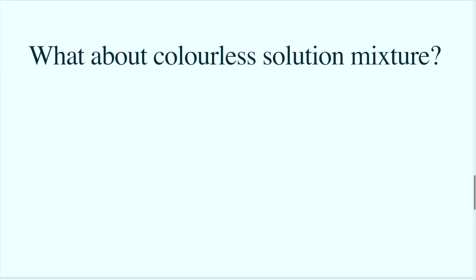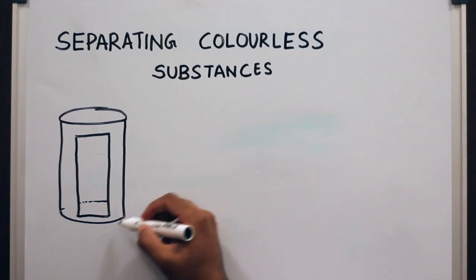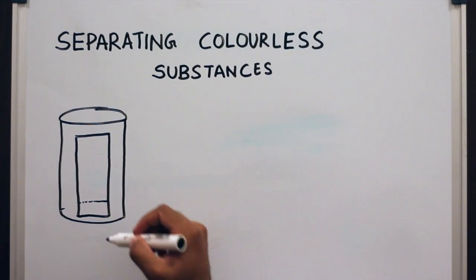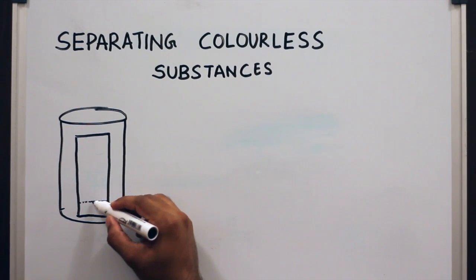But what if the solutions do not have any color? How do you go about it? Let us see. Say we have to separate colorless substances. So we take up a chromatographic setup as displayed here. I have a chromatographic paper which is placed on a cylindrical jar, and you see a baseline there which is drawn using a pencil.